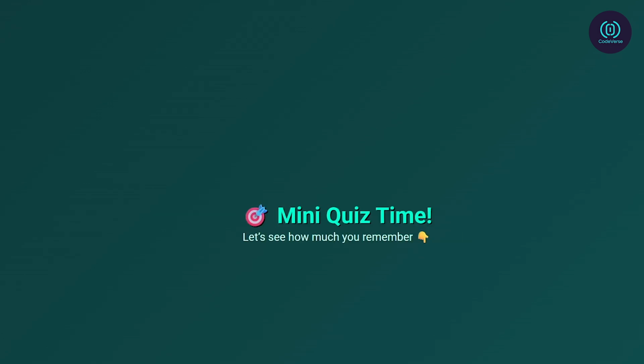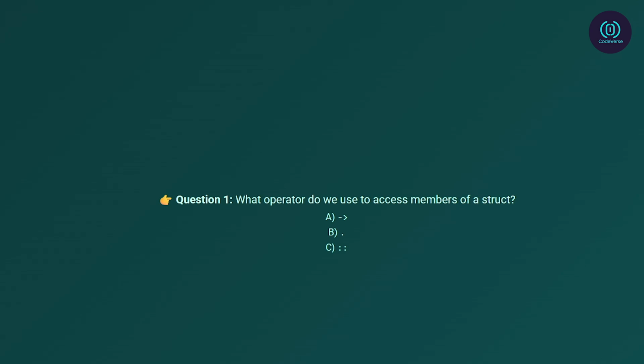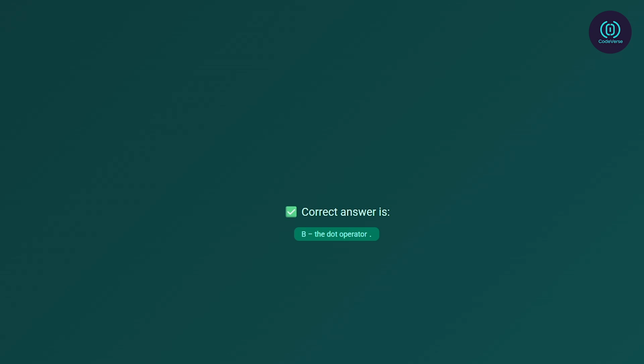Alright, time for a quick challenge to test your knowledge. Ready for a mini quiz? Let's go. Question 1. What operator do we use to access members of a struct? Is it A, the arrow operator? B, the dot operator? C, the scope resolution operator? If you picked B, the dot operator, you're absolutely right.